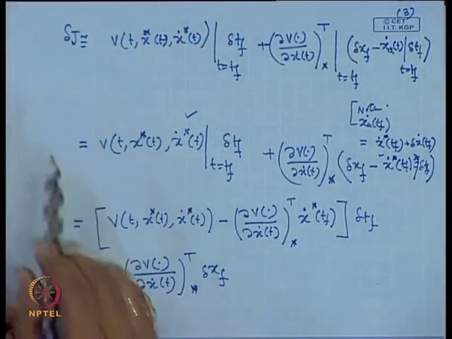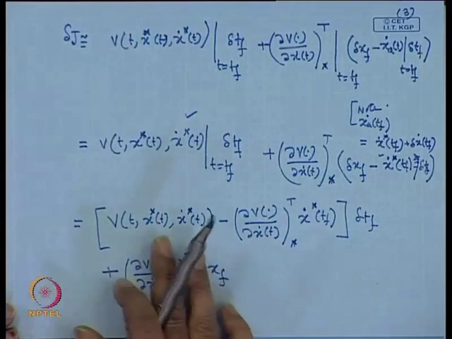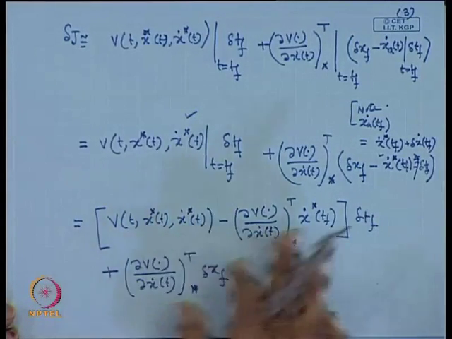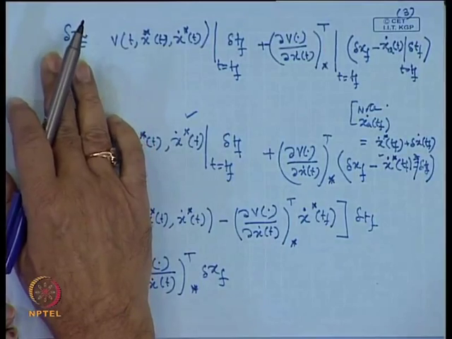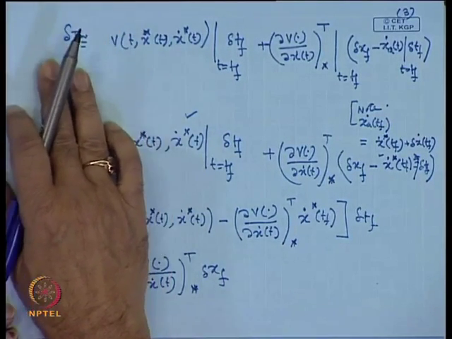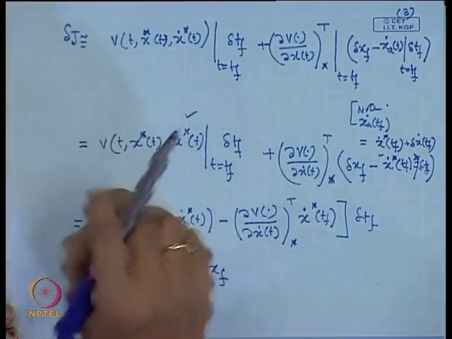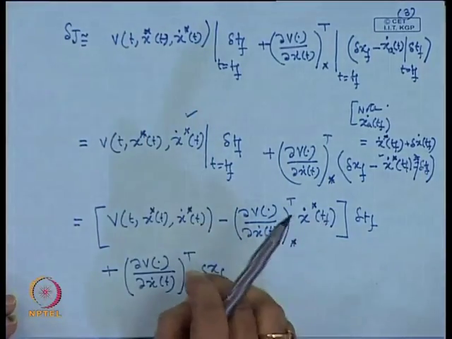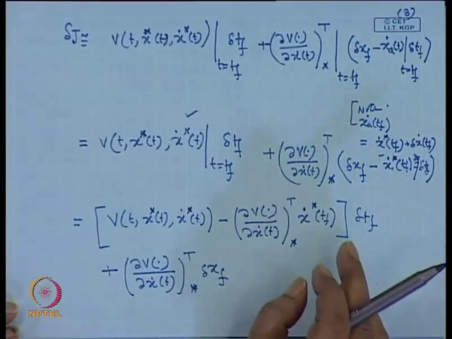Now, delta J will be 0. If you impose the first necessary condition, assigning delta J to 0 will give you the optimum value; the solution of this trajectory will give you the optimum value of the functional.